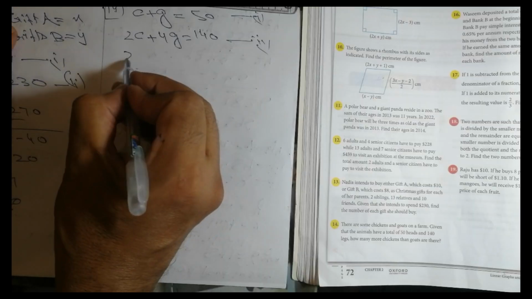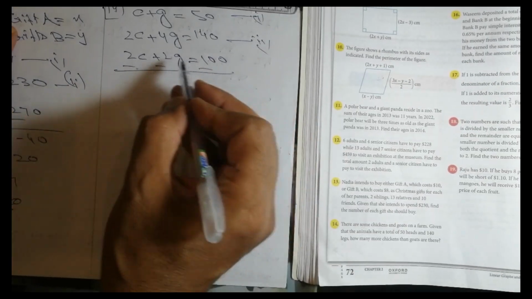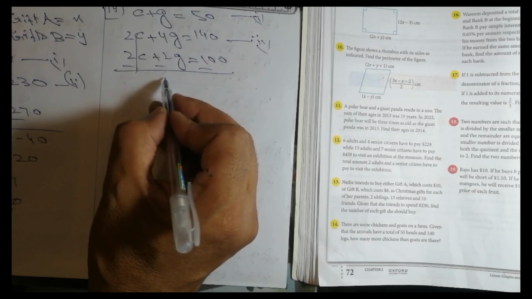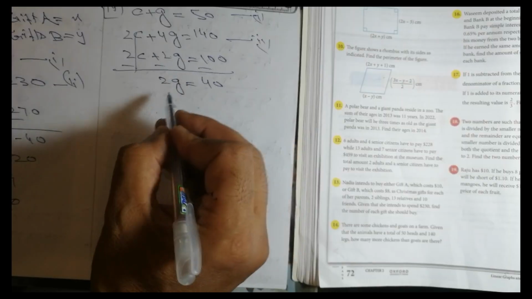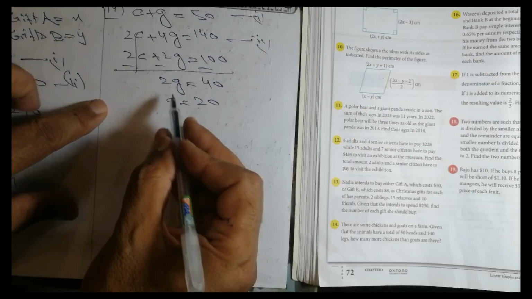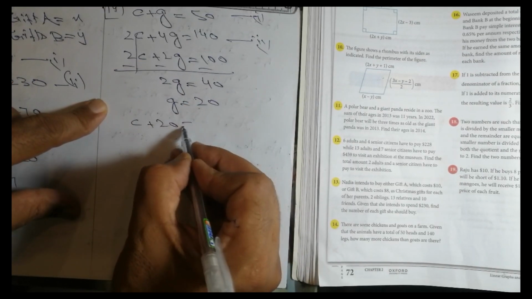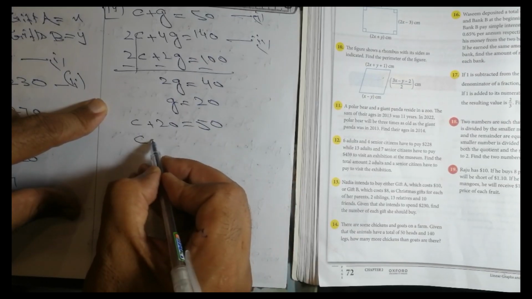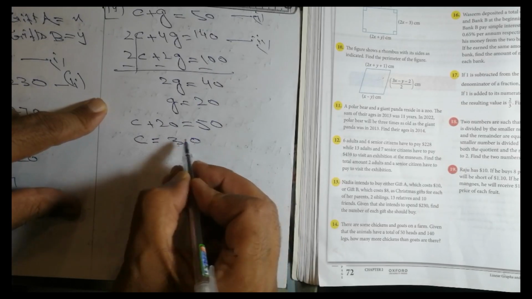We can multiply equation 1 by 2, so 2c plus 2g equal to 100. So subtracting, the c terms cancel, 4g minus 2g is 2g equal to 40, and g equal to 20. Put the value of g in equation number 1. c plus 20 equal to 50, so c equals 50 minus 20, which is equal to 30.